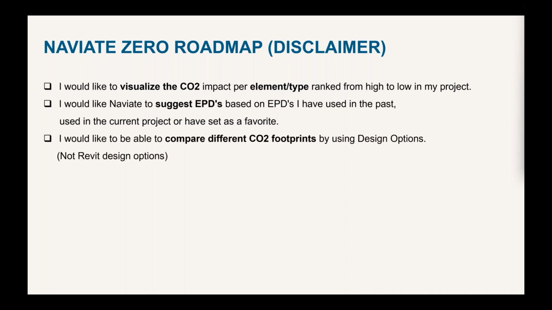And of course, you would like to compare different footprints by using design options. Design options is not the same as using Revit design options. Have that in mind. The next one, you would like to be able to compare the CO2 footprint versus the cost in the project. Everything comes with a cost. So by choosing option A, B, and C, it has a cost with it. So you need to balance the footprint goal you have versus the cost in the project and see how that comes out.